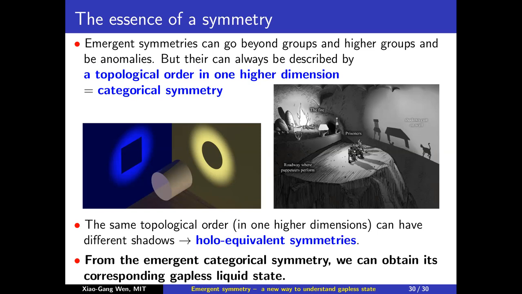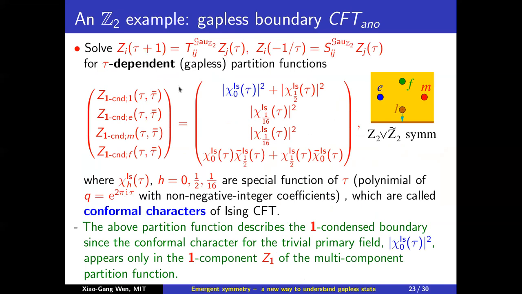Yeah. So here I didn't describe the full story. Let me go back to this relation. Actually solving this, you get many solutions, not just one solution. Although you get a discrete set of solutions, that's already a big advantage. This is just one of the solutions of this equation, but there are indeed other solutions. So that means this program fails. The topological order in one higher dimension does not determine the gapless state uniquely.